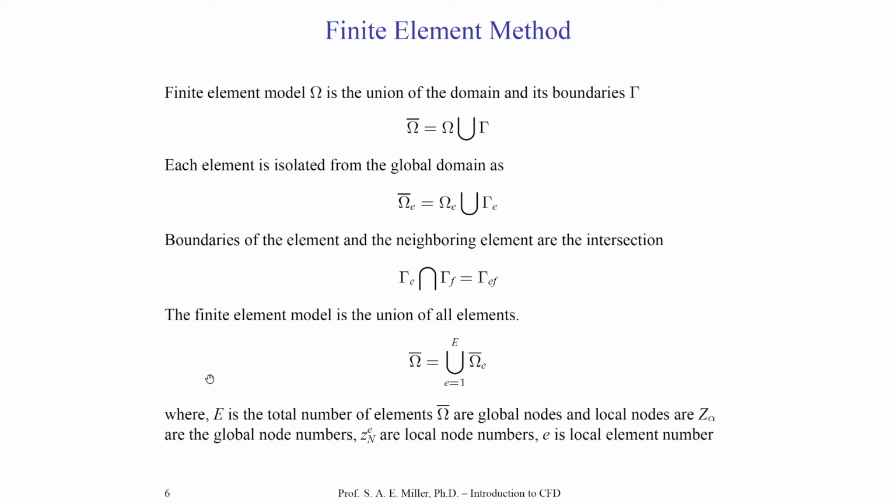Here we'll define capital E as the total number of elements and omega bar as the global nodes, and capital Z alpha for the global node numbers. Now we'll use small z for local node numbers and small e for local element numbers. You'll see these in the coming equations. You might want to make a note of them on a piece of paper.